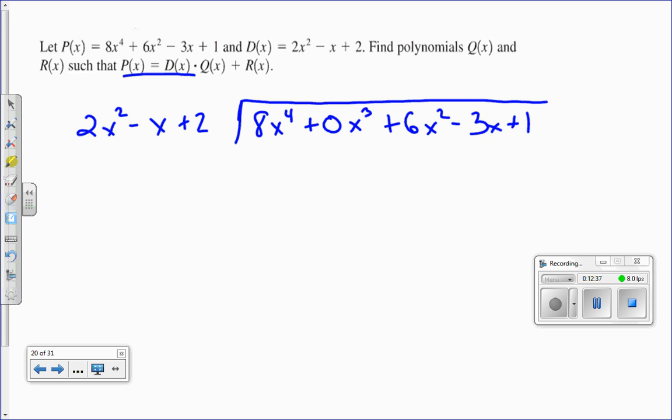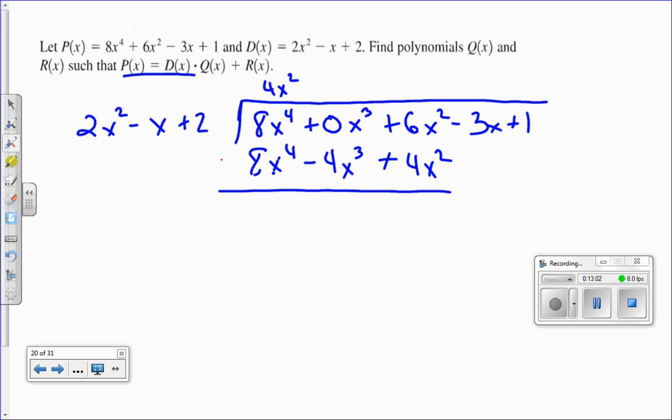All right, so let's take a look at this. We're going to do a mini division. 8x to the fourth divided by 2x squared is going to be a 4x squared. Multiplying this by the divisor, I get 8x to the fourth minus 4x to the third, and then plus a 4x squared. Let's go ahead and change the signs and add.